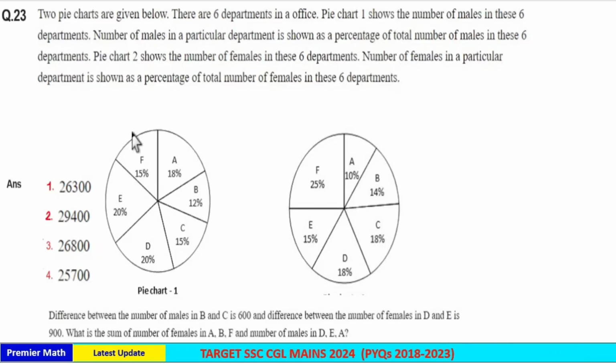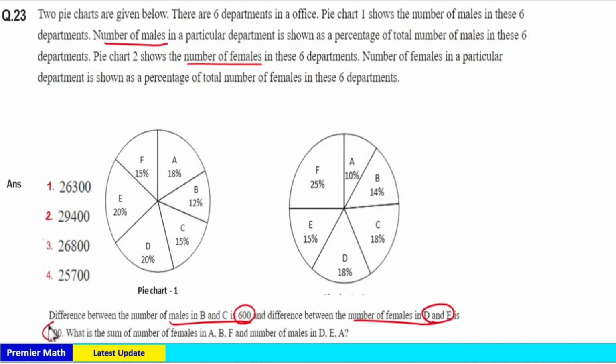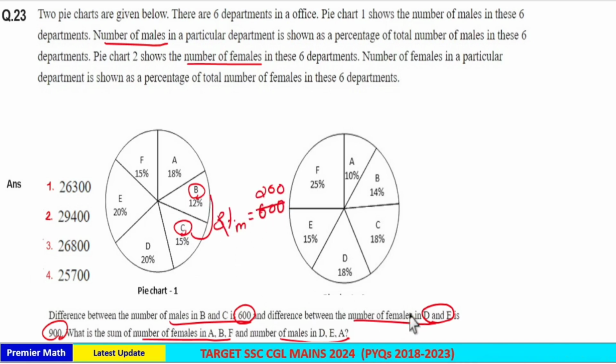Here two pie charts are given. First one shows percentage distribution of males and second one shows percentage distribution of females. Difference between number of males in B and C is 600 and difference between number of females in D and E is 900. What is the sum of females in ABF and number of males in DEA? Here difference between B and C is 15 minus 12, 3%. So 3% males is given as 600, then 1% males is equal to 200. Same way difference between D and E is 18 minus 15, 3%. So 3% females is equal to 900, means 1% females is equal to 300.